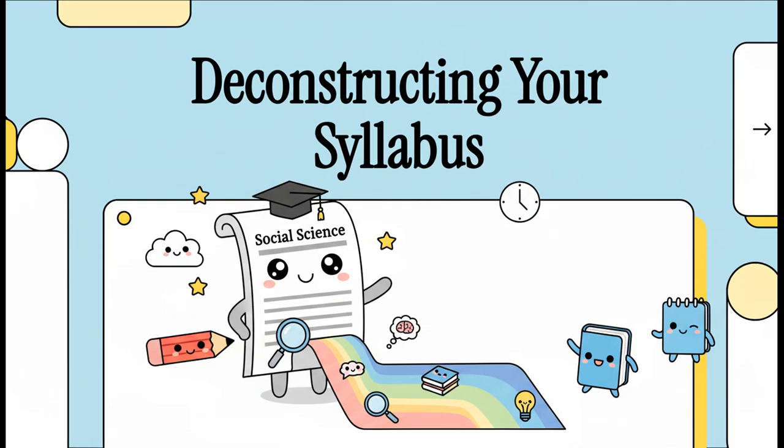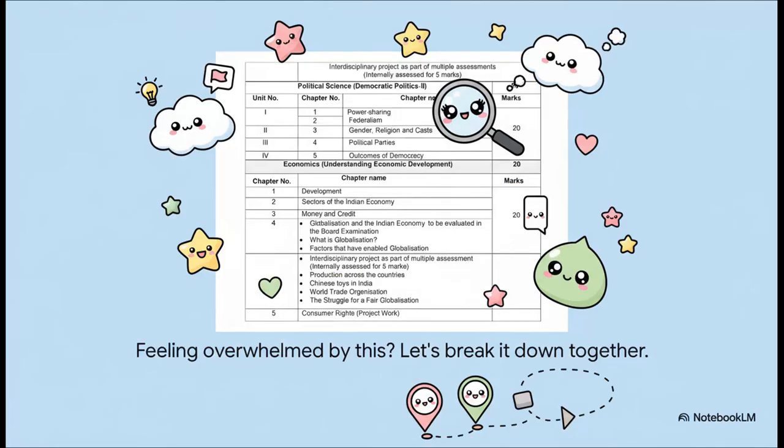All right, let's talk about something that can either be your biggest headache or, honestly, your best friend: the social science syllabus. We're going to dive right in and turn this whole thing from a confusing list into a super clear roadmap for success. Yeah, I know. You see something like this, a wall of text with chapters, marks, special notes, and it's easy to just feel overwhelmed. But stick with me. We're going to break this down together piece by piece and make it totally manageable, simple.